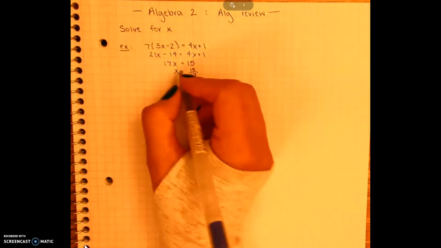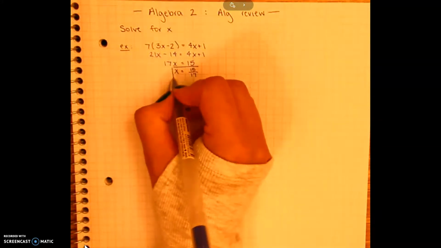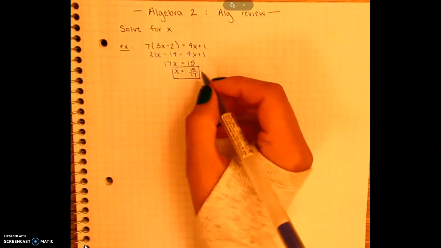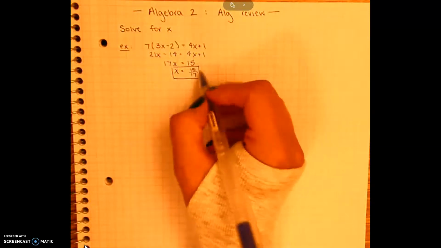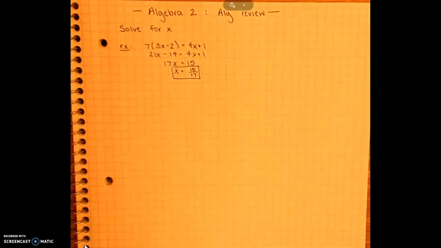And the answer is no. That is my answer. I do not want you to give me a decimal or a mixed number. I want fractions or improper fractions. Let's do one more example of solving for x.